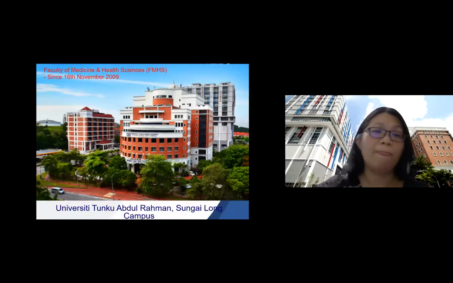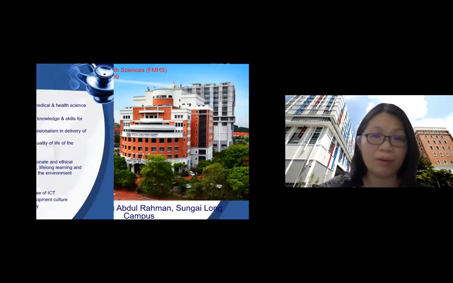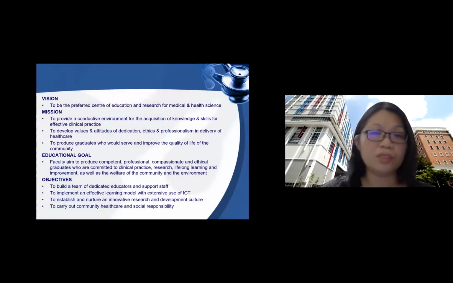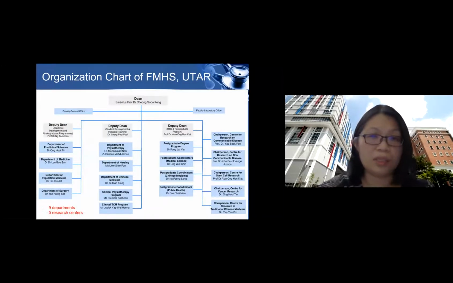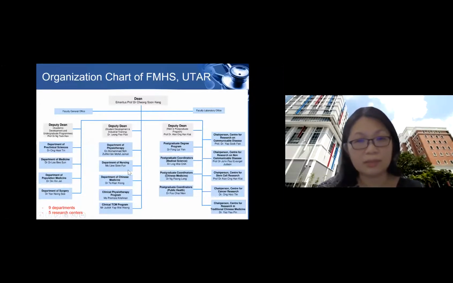Our faculty is young. We started our operation on 16 November 2009. All right. So our mission is to become the preferred center of education and research for medical and health sciences. Okay, so this is the organization chart of FMHS UTAR. So in brief, we have 9 departments and 5 research centers.